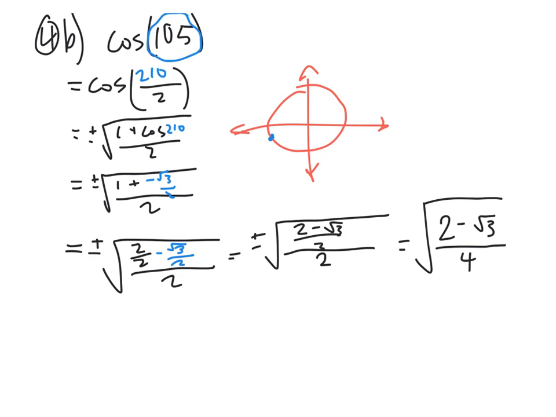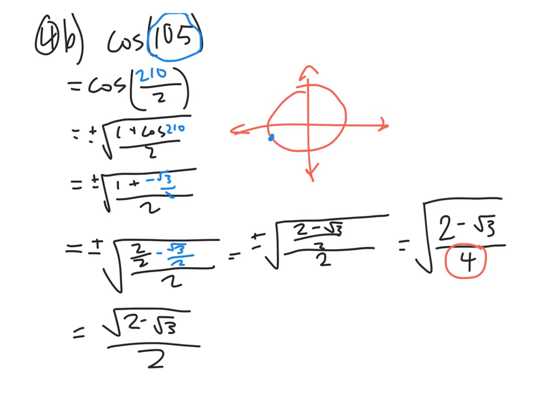All right. Luckily, this 4 right here is a perfect square, so when I take the square root of 4, I get 2. My numerator is going to remain square root of 2 minus root 3.